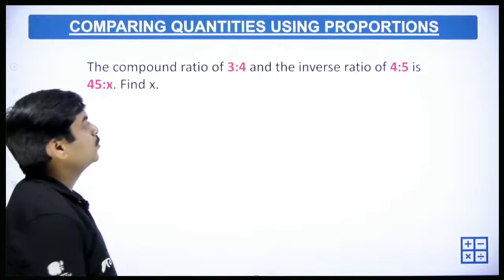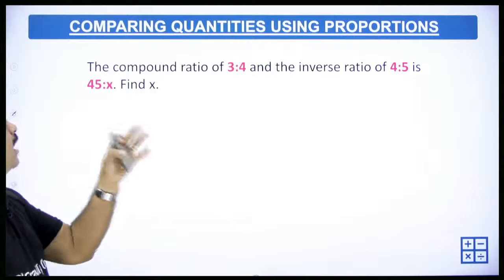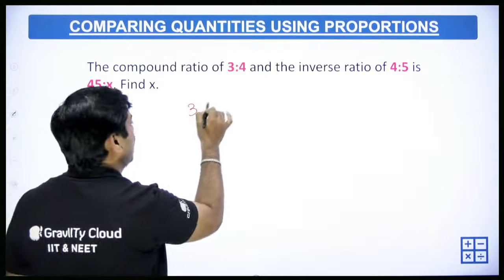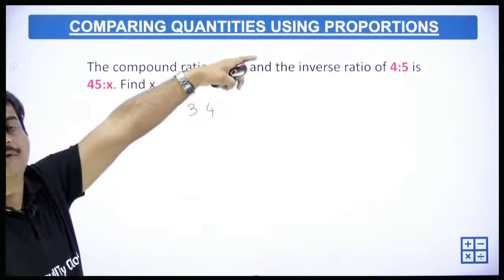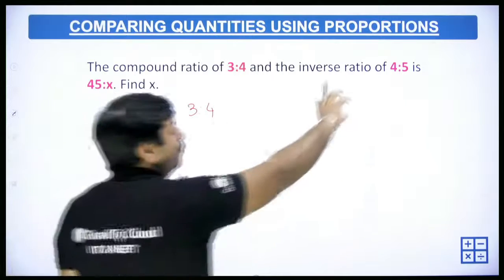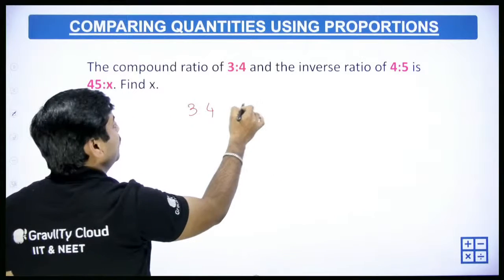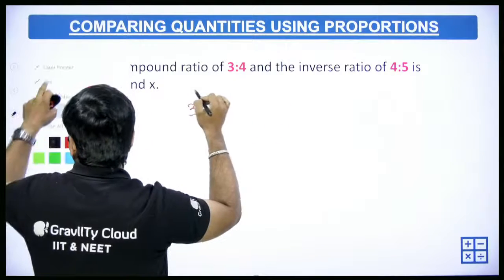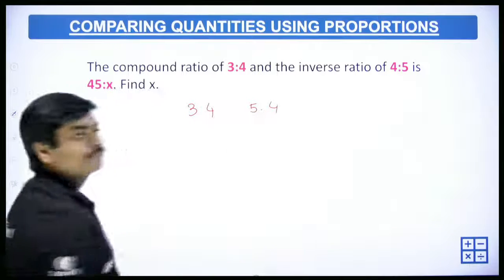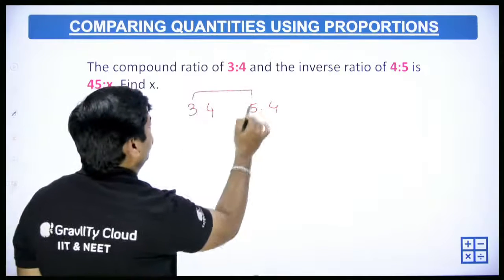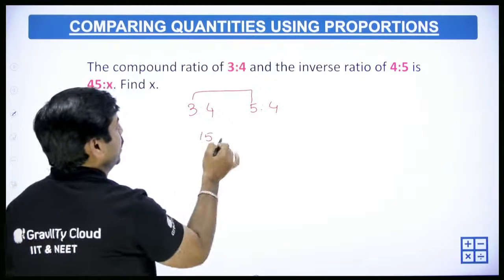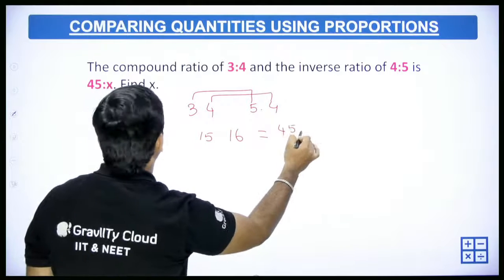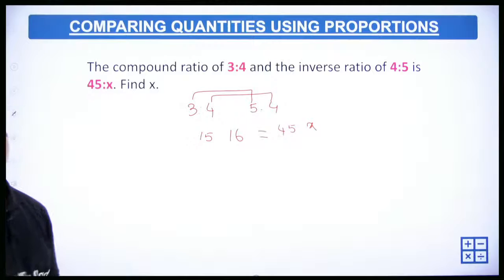The compound ratio of 3 is to 4 and the inverse ratio of 4 is to 5 is 45 is to x. Find x. What is the meaning of inverse of 4 is to 5? Inverse of 4 is to 5 is 5 is to 4. So 3 5s are 15 and 4 4s are 16. This should be equal to the given compound ratio of 45 is to x. From there we need to find the value of x.